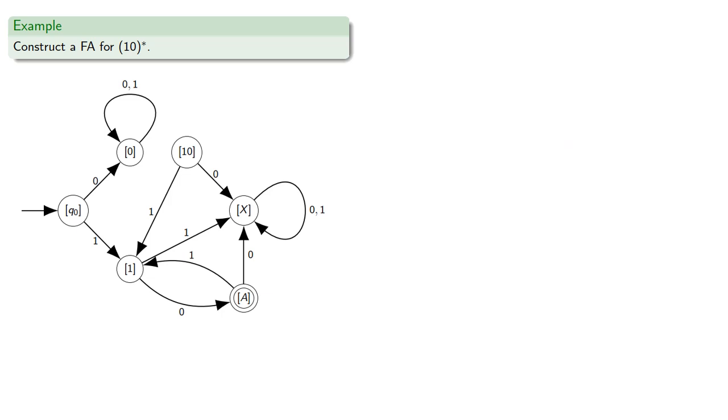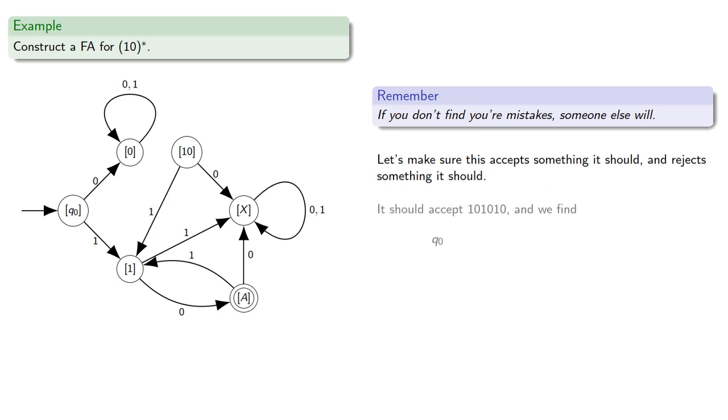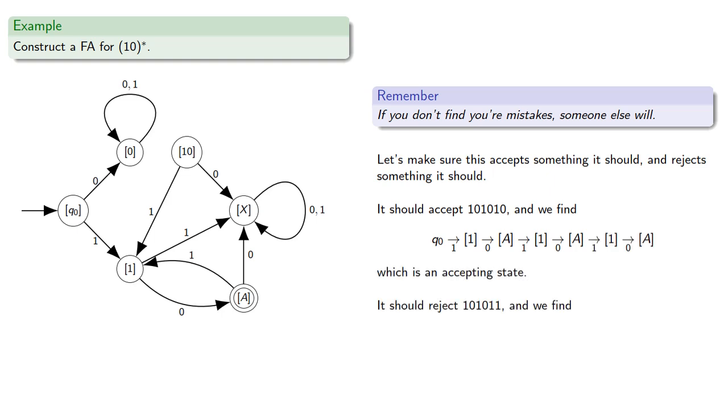So remember, if you don't find your mistakes, someone else will. Let's make sure this accepts something it should and rejects something it should. It should accept 1, 0, 1, 0, 1, 0. And we find... Meanwhile, it should reject 1, 0, 1, 0, 1, 1. And we find... which is not an accepting state.